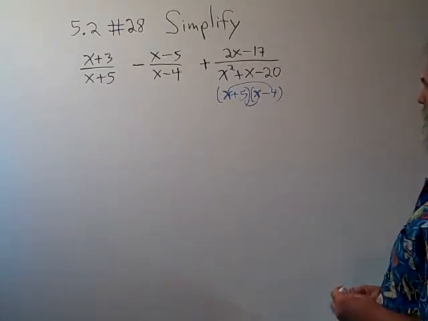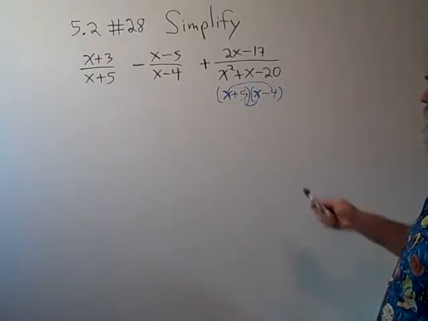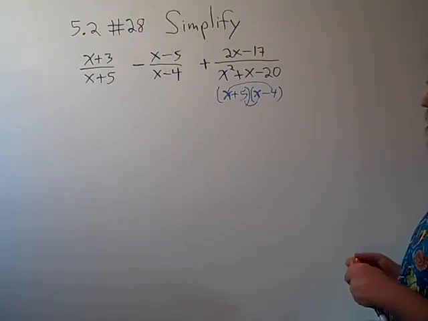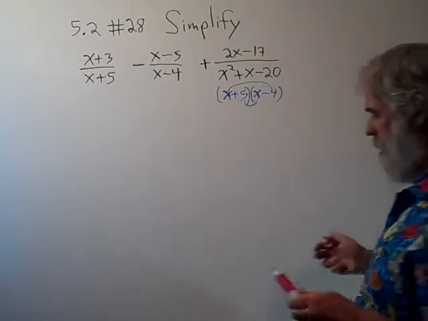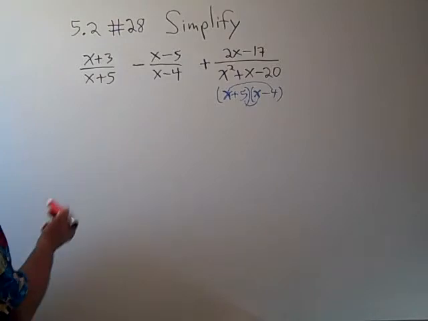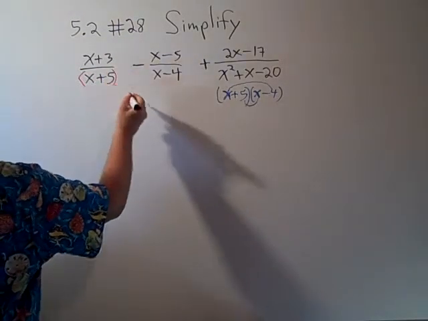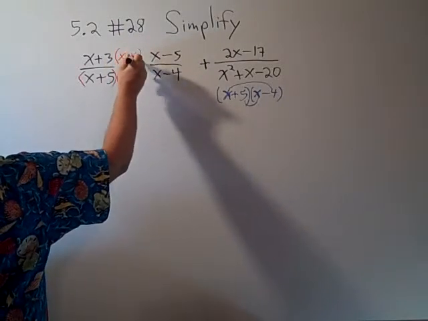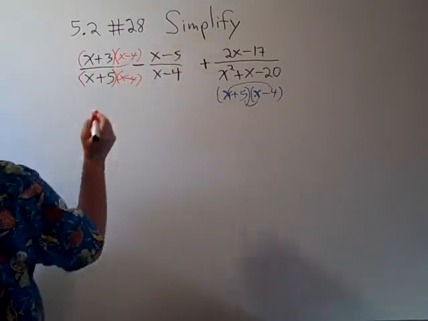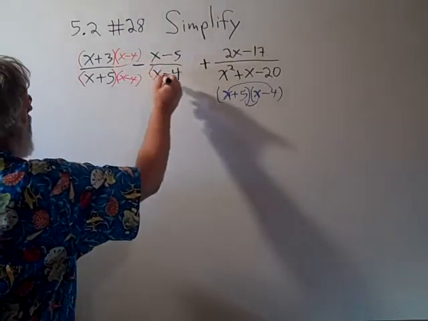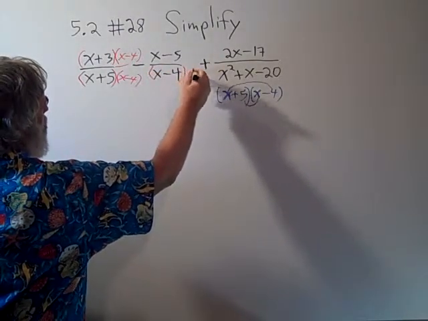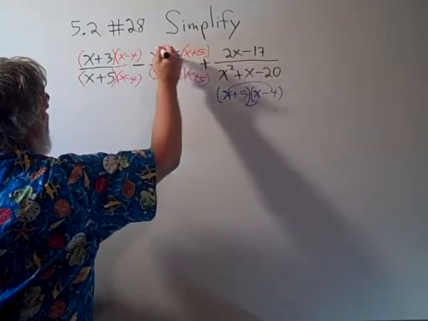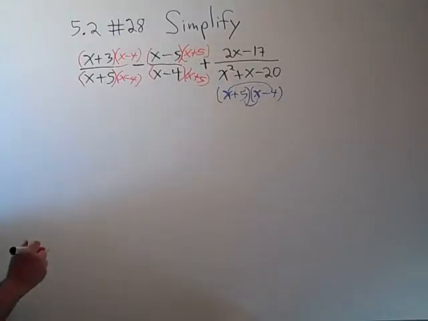So the common denominator, the LCM of all these three denominators, is x plus 5 times x minus 4. So we need to augment each denominator to be equal to the LCM. So the first denominator is in need of an x minus 4 factor, which we have to multiply times the numerator and the denominator. And the second fraction is in need of an x plus 5 factor, multiplied times the numerator and denominator.